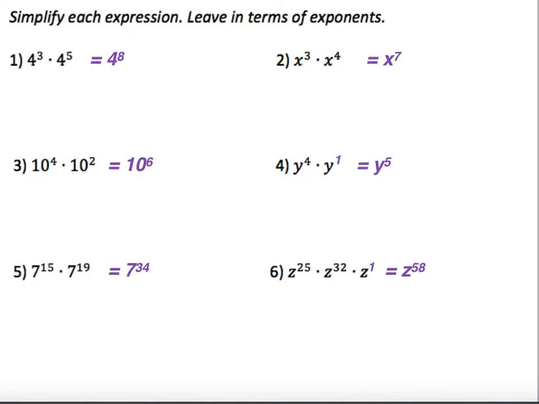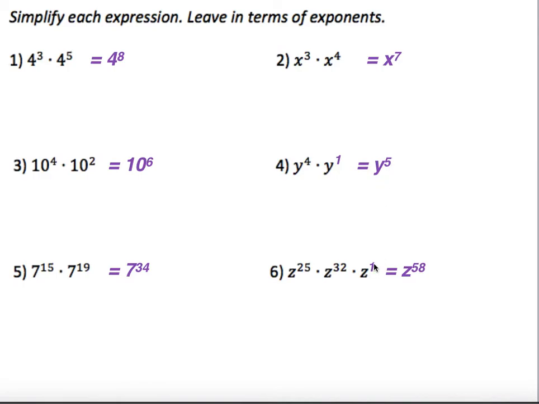Go ahead and check your answers. One thing I'd like to point out about these is that when you have a variable such as this y in problem number 4 that has no exponent, that really means it has an invisible power of 1. Because it's like saying I have 4 y's multiplied in a row and then I have one more y. So really, 4 plus 1, I've got 5 y's, y to the power of 5.